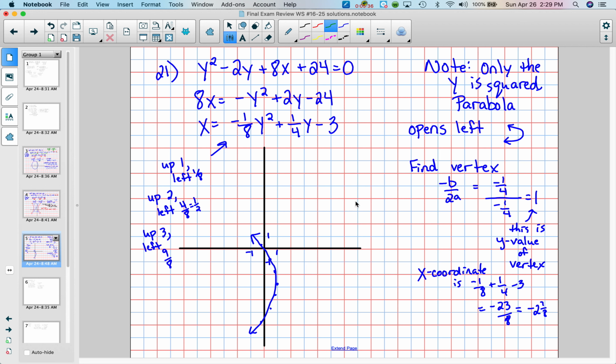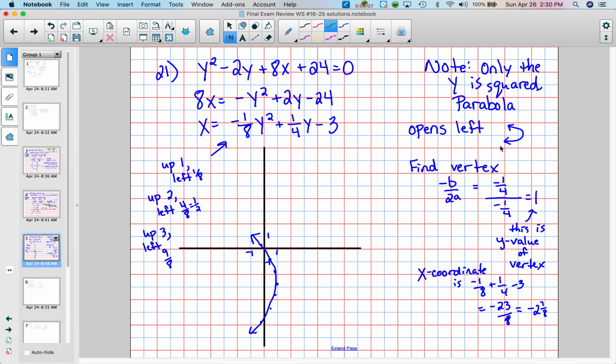On number 21, this is a parabola, but the y is squared instead of the x. I did this with our old method of parabolas. I did not use the conic section method. I kind of used what we had done in Algebra 2, except the y is squared. So note, I set it up, I solved for x. So when I solved for x, I got x equals this. I know it's going to open sideways because the y is squared instead of the x, and because there's a negative leading coefficient, it's going to open to the left.